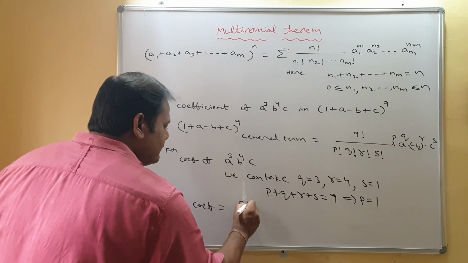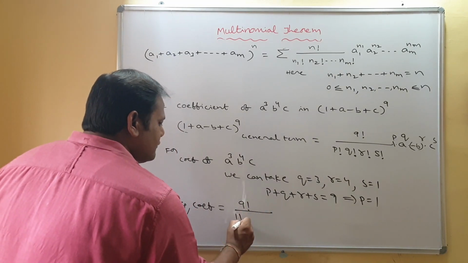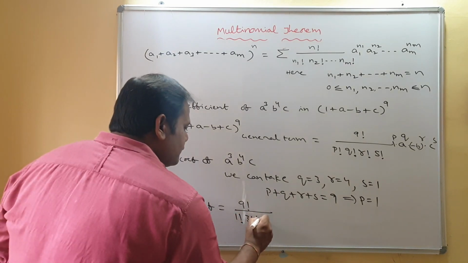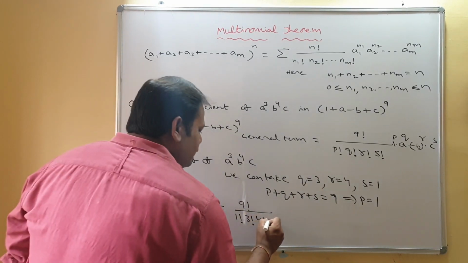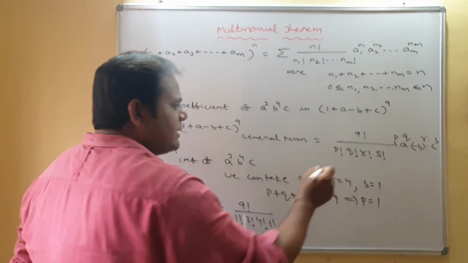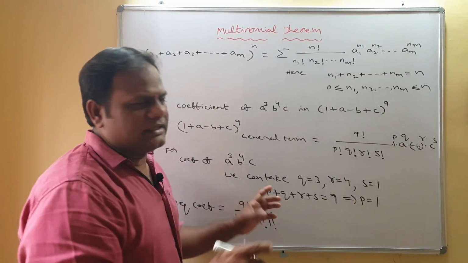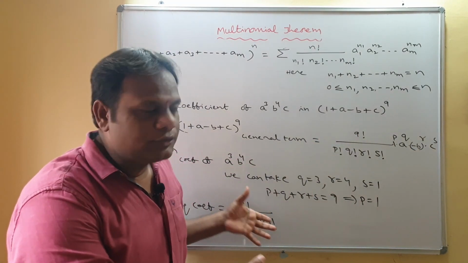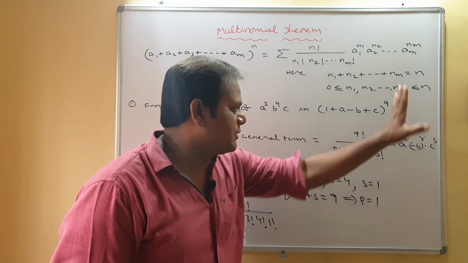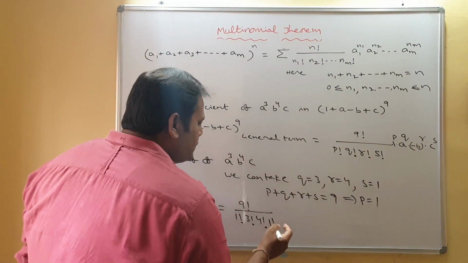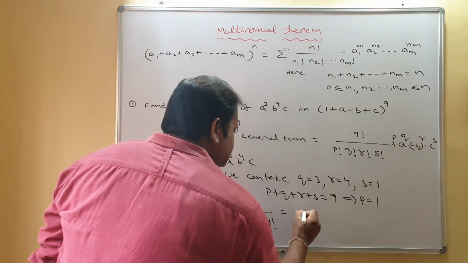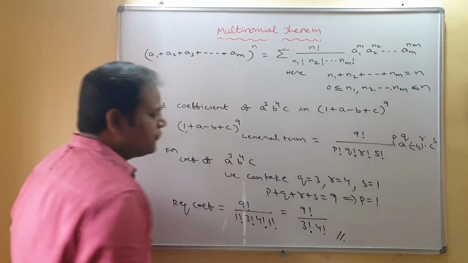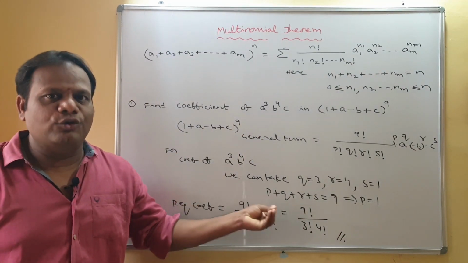Now you write that required coefficient. What is the answer? 9 factorial by p is 1 factorial, q 3 factorial, r 4 factorial, s 1 factorial. Okay, 1 power something, whatever it may be, that is 1. So the remaining you don't write. Why? Because we are taking only its coefficient. Anyhow, this minus also becomes positive. Why? Because r is what? 4. So the required coefficient is what? The answer is simply 9 factorial by 3 factorial into 4 factorial. So this is the required coefficient.